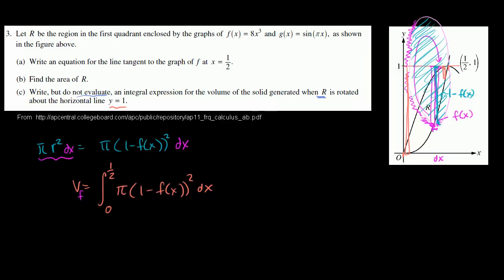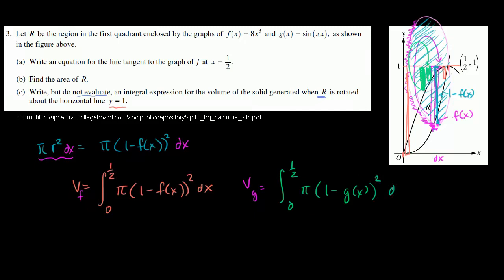And by the same exact logic, we can figure out the volume if we take g of x, if we rotate g of x, if we construct disks like this and rotate them around y is equal to 1. And so the volume, if I take g of x around y equals 1, would be the integral from 0 to 1/2 of pi times 1 minus g of x, because 1 minus g of x is each of these radiuses right over here, squared.